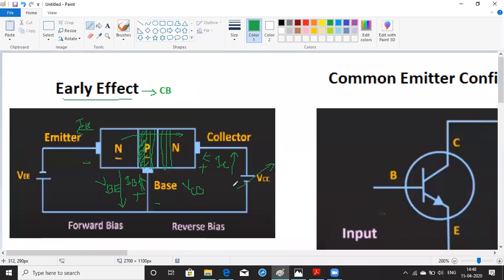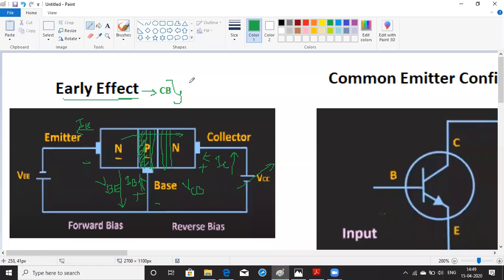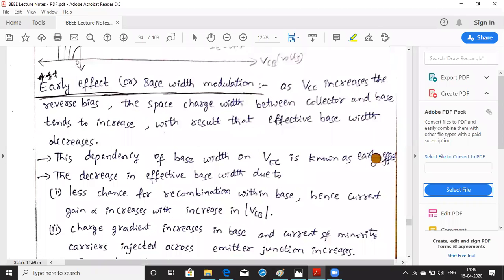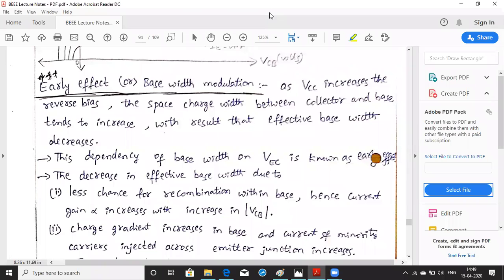This is actually an important topic. They are going to ask for the early effect, base width modulation, or punch through effect as a 5 marks or 2 marks question. You need to write this theory. So this is about the early effect or base width modulation, which relates to the common base configuration.